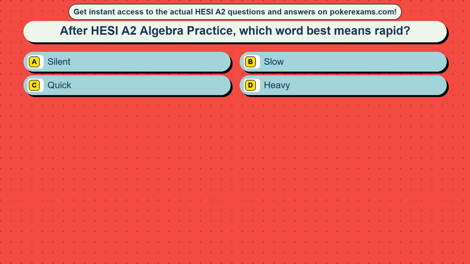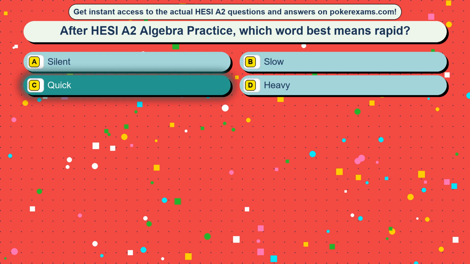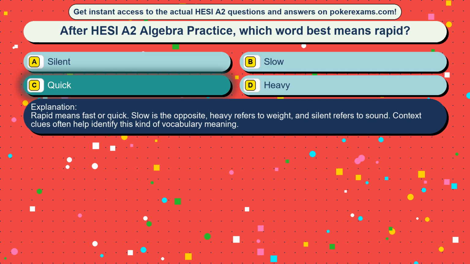Question 36. After HESI A2 Algebra Practice, which word best means rapid? Option A, silent. Option B, slow. Option C, quick. Option D, heavy. The correct answer is option C, quick. Rapid means fast or quick. Slow is the opposite, heavy refers to weight, and silent refers to sound. Context clues often help identify this kind of vocabulary meaning.